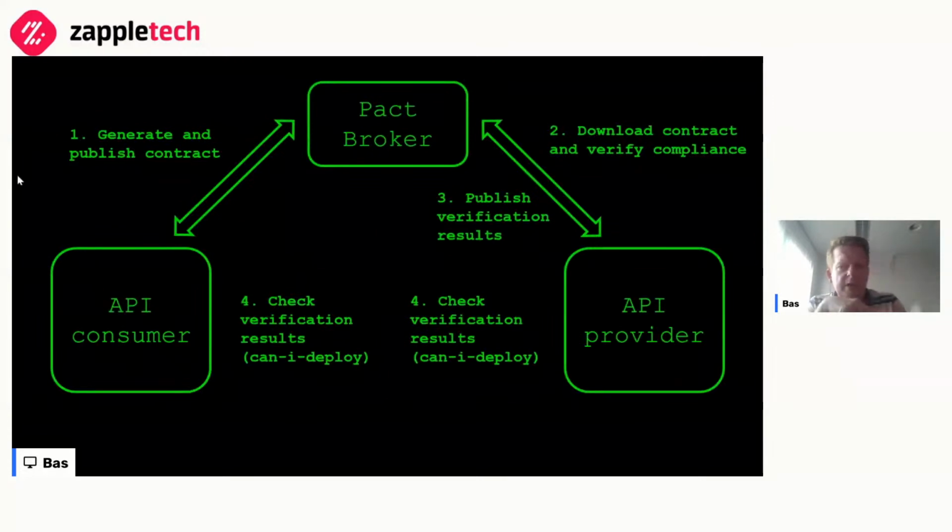So this is the flow that we've just seen. It's the consumer that's in charge, generates the contract, gives that to the provider. The provider shows whether or not it's able to meet the expectations in the contract, and then both can check, well, can I deploy?